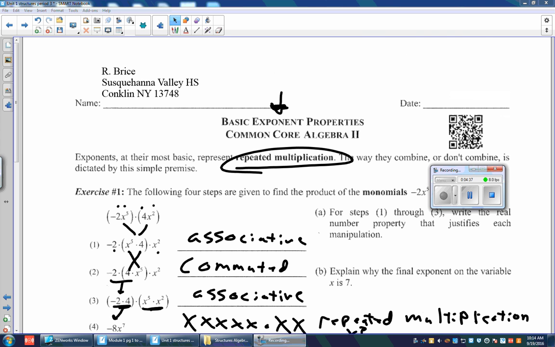And since that did take 4 minutes, I'm going to stop right there, and we can do page 14 next.